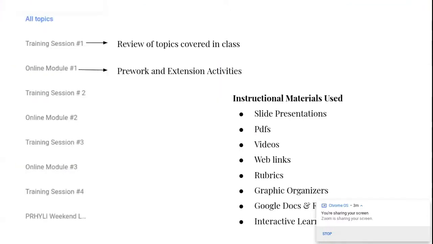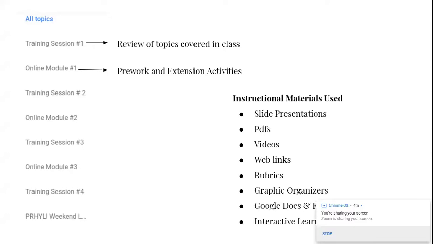We set up our Google Classroom into tabs where students had the opportunity to look at training sessions and the online modules. The training sessions was the material that we covered in class. And the online modules was, of course, the pre-work and the extension activities. In these modules, take a look to the right, you have the instructional materials that we used. We embedded and we linked and downloaded slide presentations.